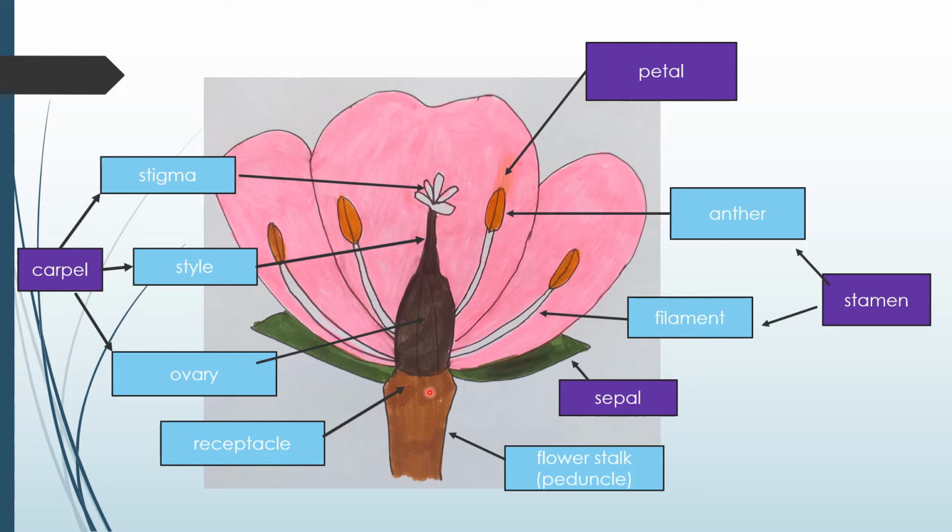There we have at the base here the receptacle, and then the receptacle is the swollen part at the top of the flower stalk, the peduncle.